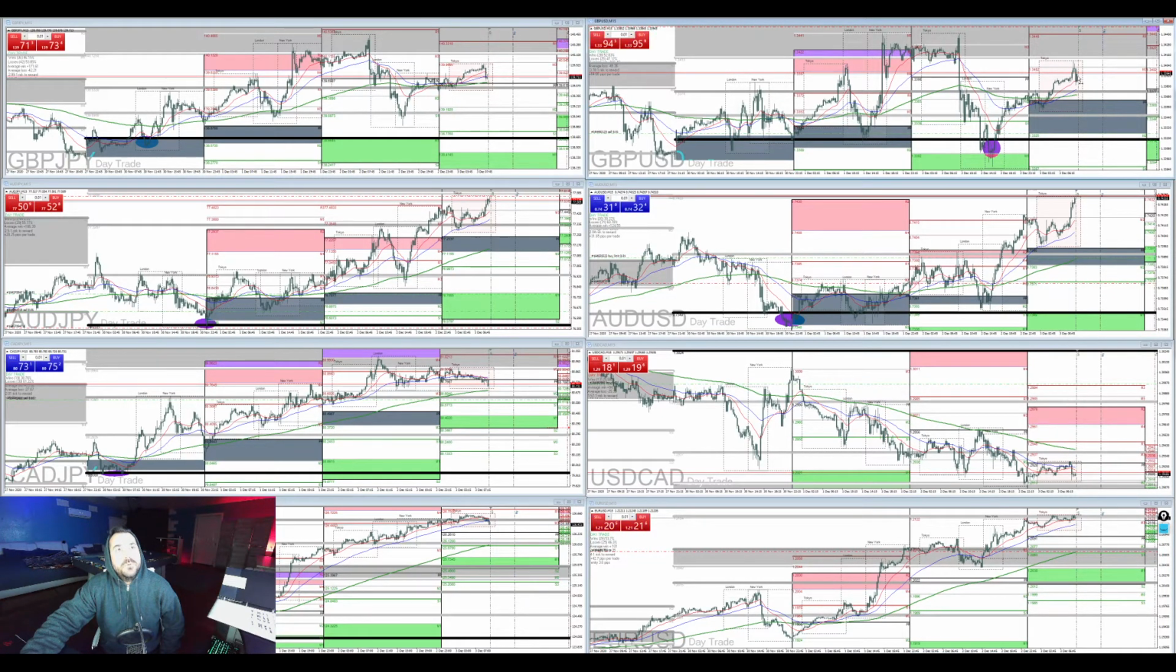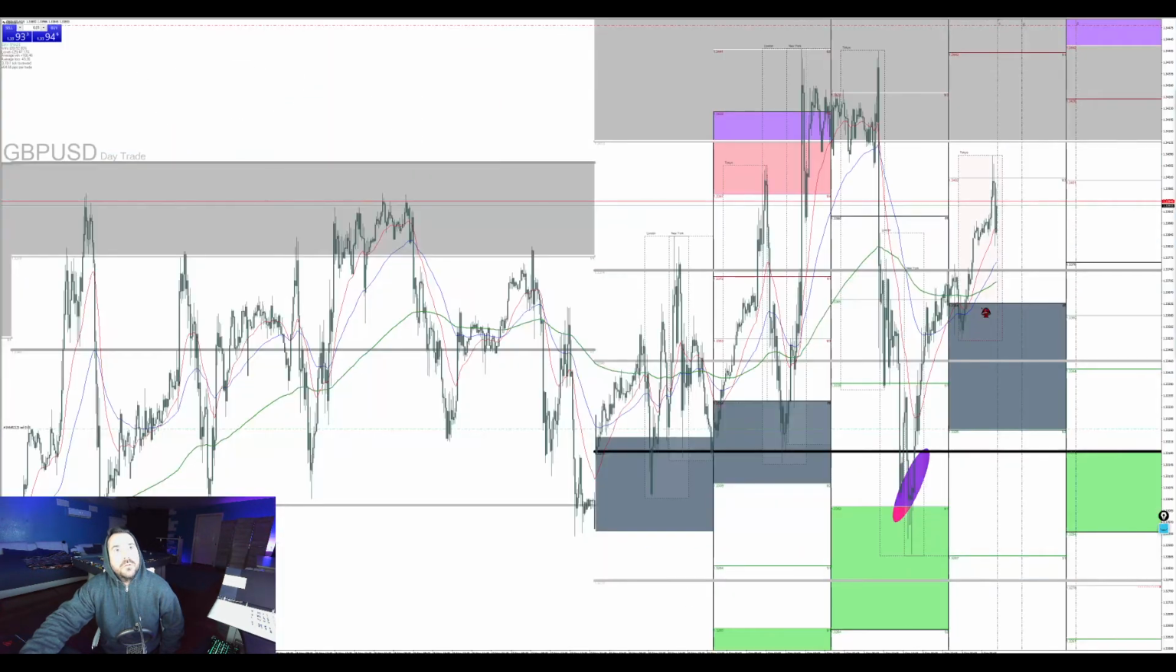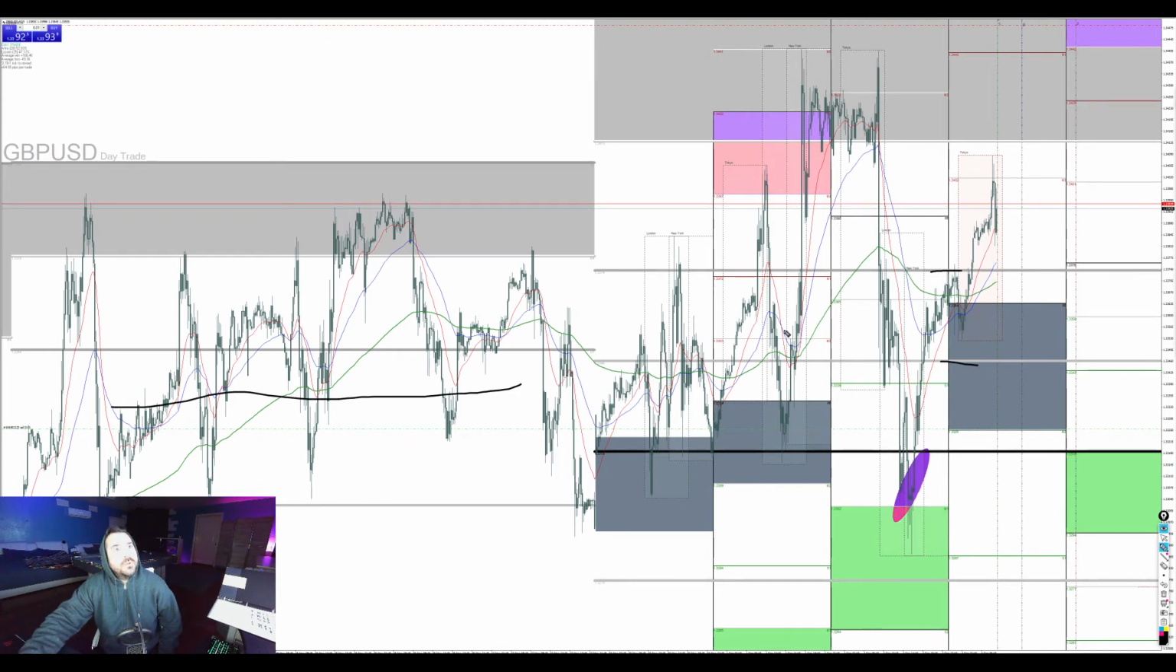What I do want to see, oh man, we did go all the way back to the weekly take profit zone on the pound dollar. Look at that. You know what happened, it was such a small pivot zone because of the tight range that we had all last week. But yeah, that calls for another central pivot.